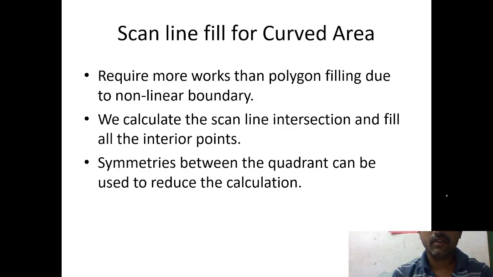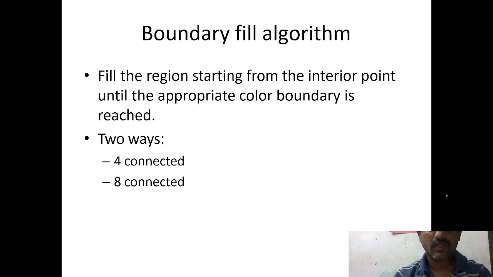Next, scanline fill for curved areas. This requires more work than polygon filling because of the non-linear boundaries. We calculate the scanline intersections and fill all the interior points. Symmetries between the quadrants can be used to reduce the calculation. Fill the region starting from an interior point until the appropriate color boundary is reached.